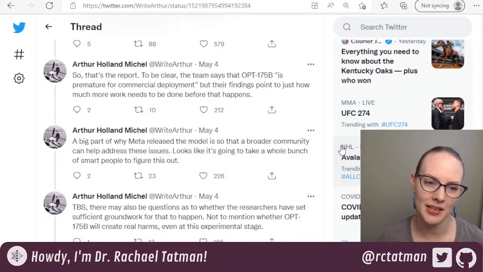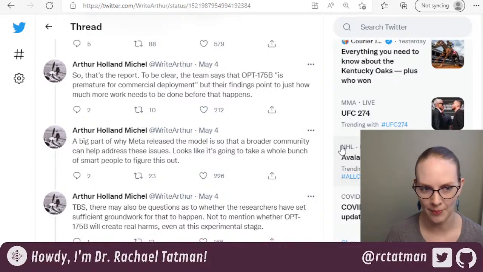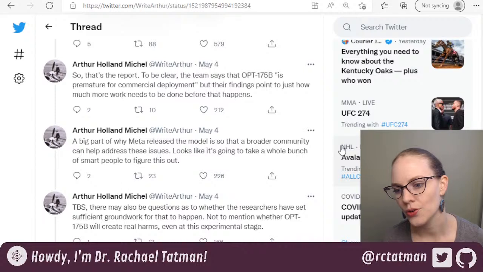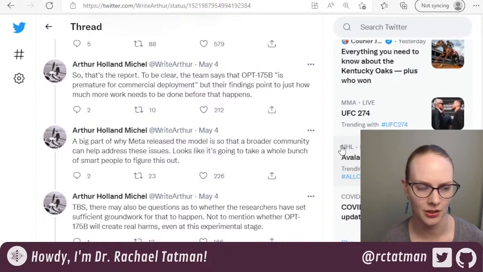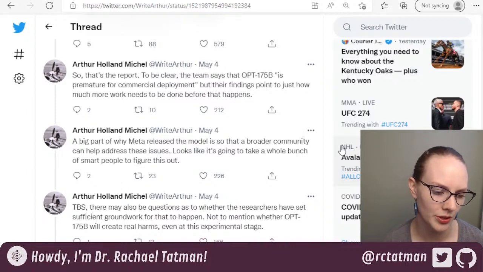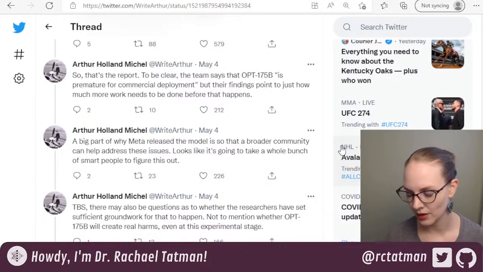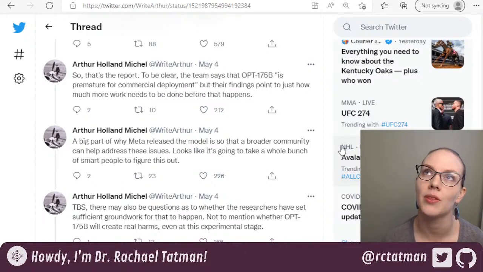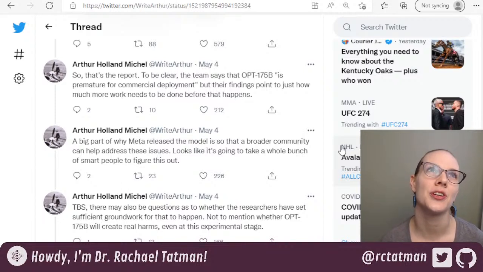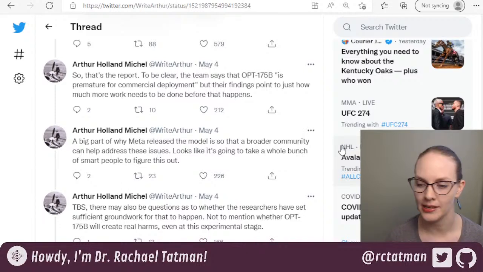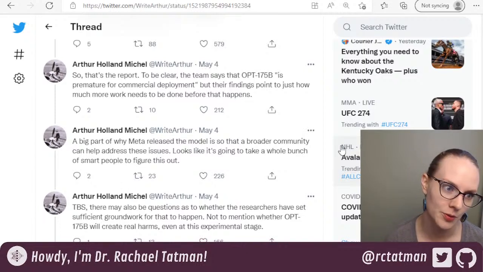To be clear, the team says that OPT 175B is premature for commercial deployment, but their findings point to just how much more work needs to be done before that happens. Again, I know that BERT results were folded into Google search at one point. I don't know if that's still the case. There's a lot of A/B testing in Google results. And of course, there's Copilot, which is that autocomplete code completion tool from GitHub that was, I'm sure, very tuned on GitHub data. And then also there's GPT Dungeon, which is like a role-playing game where you play with a language model.